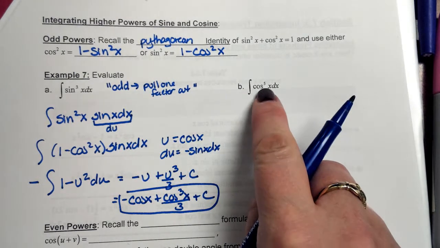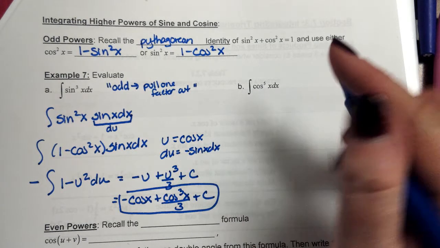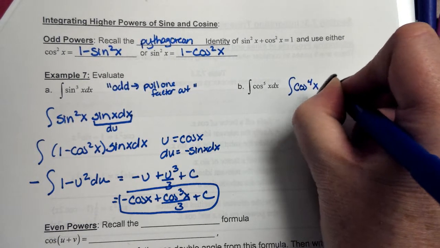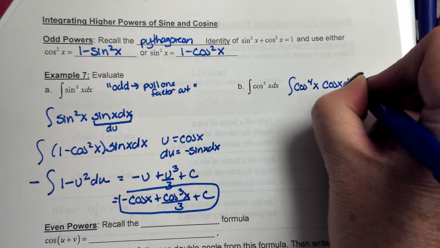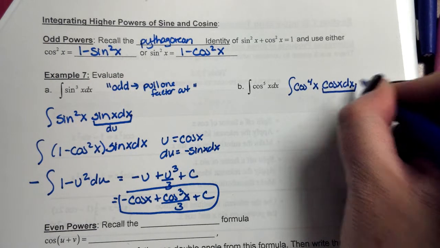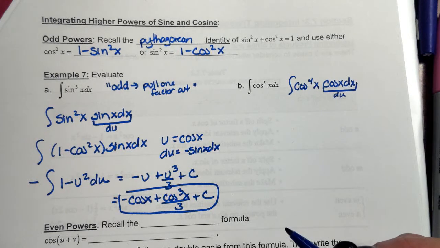So for part B, notice this power is odd. So again, I still want to break one of these factors out and rewrite this as a cosine to the fourth x times a cosine x dx. Again, think of this part that you made linear. That's eventually what you're going to want your du to be equal to.